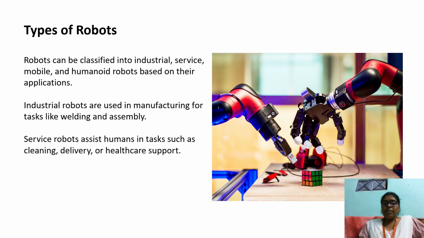Mobile and also humanoid robots. If it is a humanoid robot, it works the same as a human. So based on their applications, these types of robots can be used. Industrial robots are used in manufacturing for tasks such as welding and assembly. Service robots assist humans in tasks such as cleaning, delivering, and healthcare support. Service robots like humans, such as cleaning, delivering, healthcare, and support.